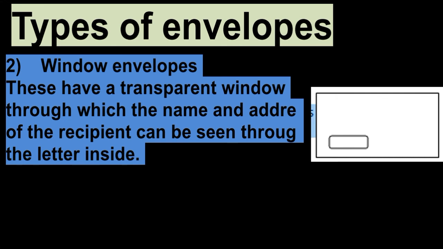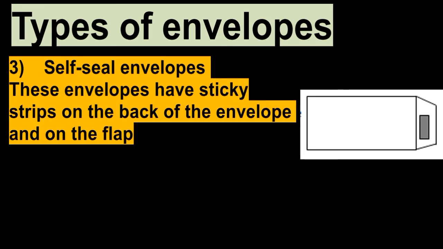Then we have the self-seal envelope. These envelopes have a sticky strip on the back of the envelope and on the flap. So when you pull off the strip, you can seal that envelope very tightly. These are normally used for sending important documents, and the quality of this type of envelope is normally more sturdy and water resistant, so it doesn't get easily damaged that way.